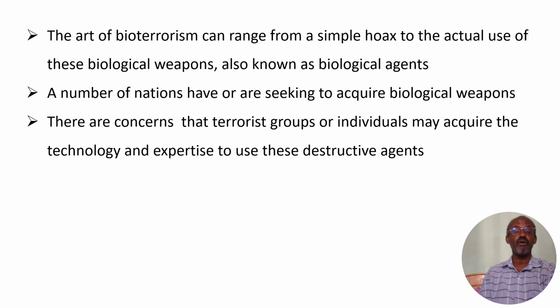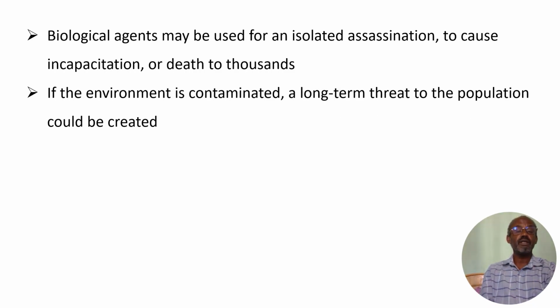A number of nations have or are seeking to acquire biological weapons. There are concerns that terrorist groups or individuals may acquire the technology and expertise to use these destructive agents. Why not? We have to fear. Biological agents may be used for an isolated assassination. You can use it in isolation to kill a certain individual, or to cause incapacitation or death to thousands. If the environment is contaminated, a long-term threat to the population could be created. You can go somewhere in Africa and contaminate the people so that it will keep on killing the population year after year.